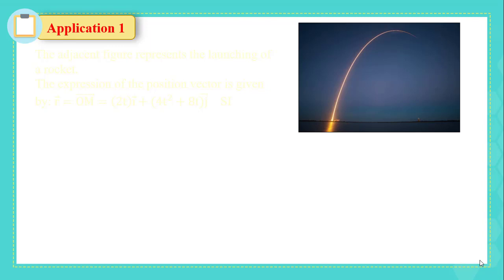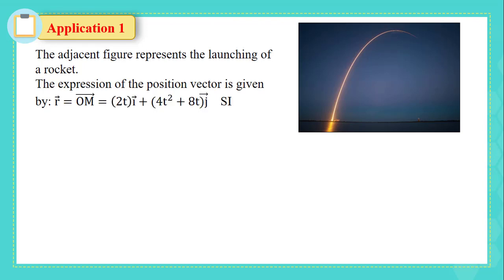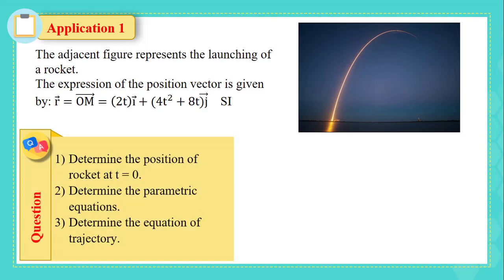To check our understanding, let us solve the following applications. Application number 1. The adjacent figure represents the launching of a rocket. The expression of the position vector is given by r vector equal to OM vector equal to 2t i plus (4t squared plus 8t) j. All variables are in SI units. Please pause the video and try to solve this application alone, then check your answers.